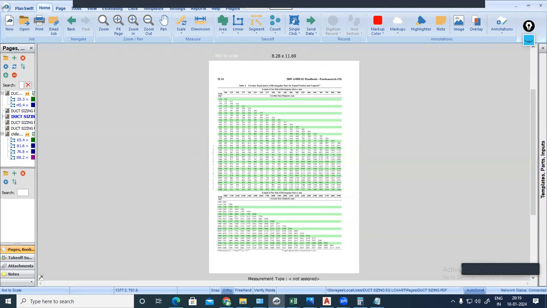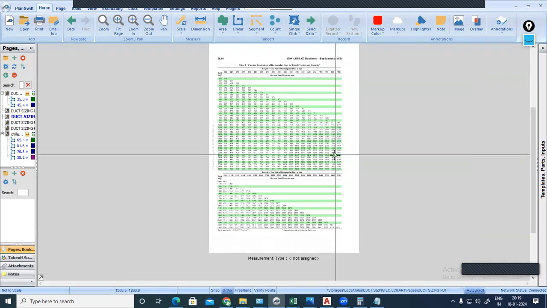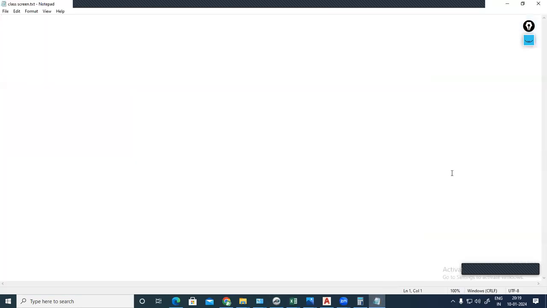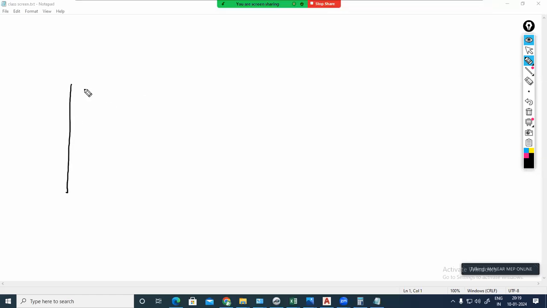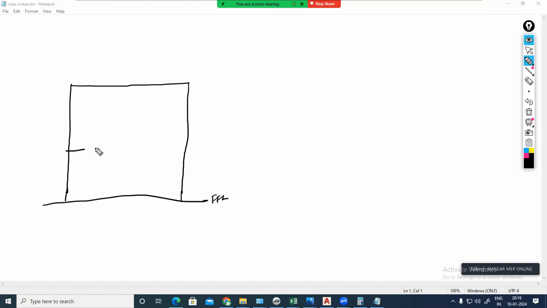But as I told, aspect ratio 1 is not practically possible always. Why? Allowances have to be provided. The duct will be hanging above the false ceiling only. So we can discuss the allowances. These are the standard allowances we use for general conditions. This is my finished floor level and this is my false ceiling level. Let's say this is my duct.